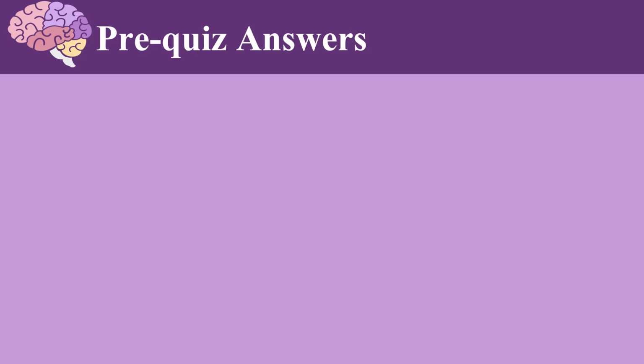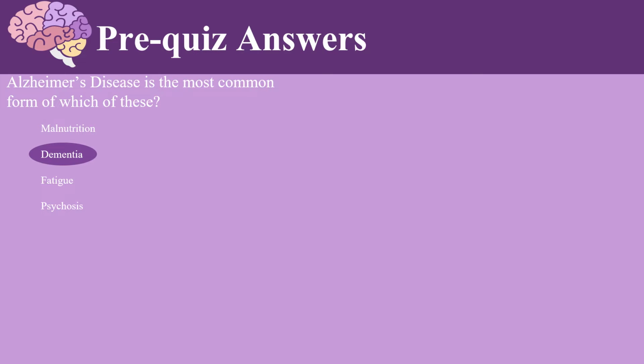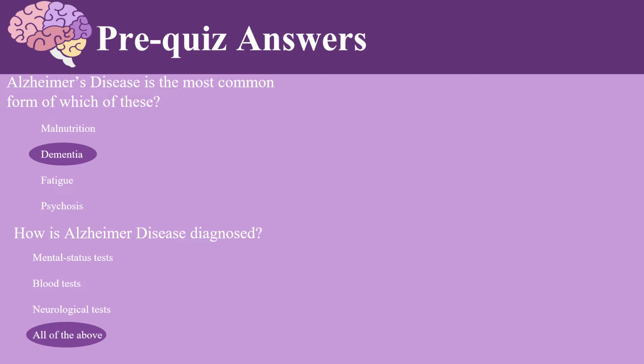Pre-quiz answers. The first question was, Alzheimer's disease is the most common form of which of these? Malnutrition, dementia, fatigue, or psychosis. If you chose dementia, that is correct. The second question is, how is Alzheimer's disease diagnosed? Mental status tests, blood tests, neurological tests, all of the above. If you chose all of the above, that is correct.